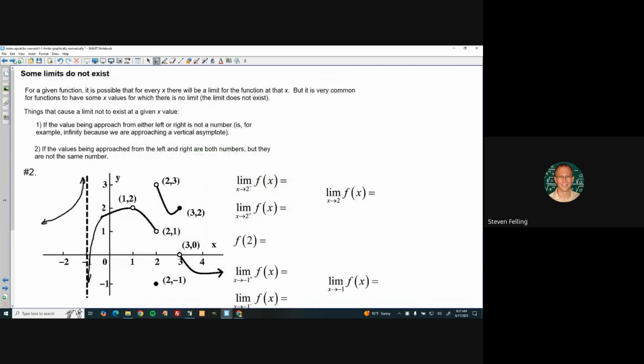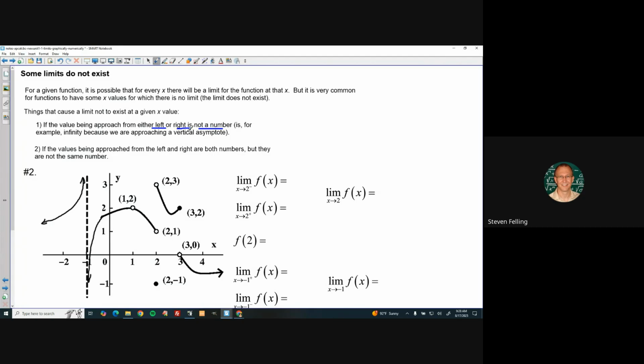Okay, so the other thing we need to talk about is that sometimes, at different x values, you'll have a function where at some x values the limit exists, but at other x values the limit does not exist. So what could cause a limit not to exist? Well, the main one is if the value being approached from either the left or the right side is not a number. So if it's an infinity, because we're about to approach a vertical asymptote, the limit's supposed to be a number. And there's some kind of wiggle room there when it comes to infinities and one-sided limits, which we'll talk about in a second.